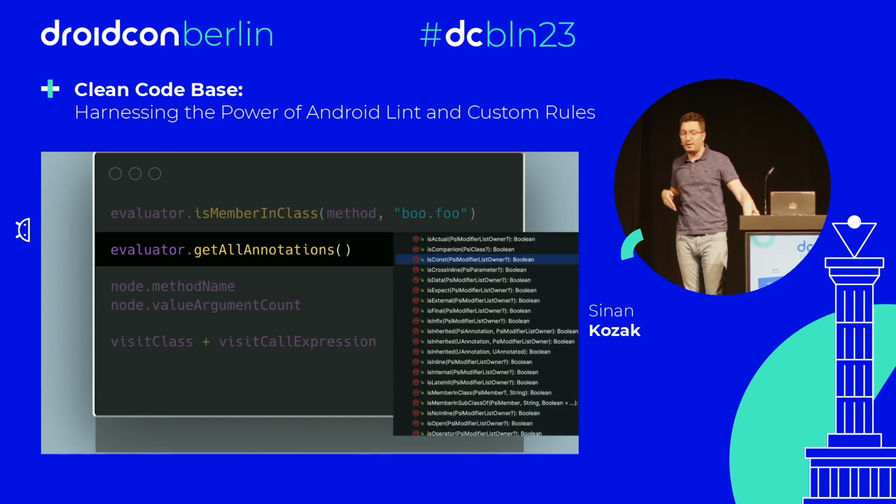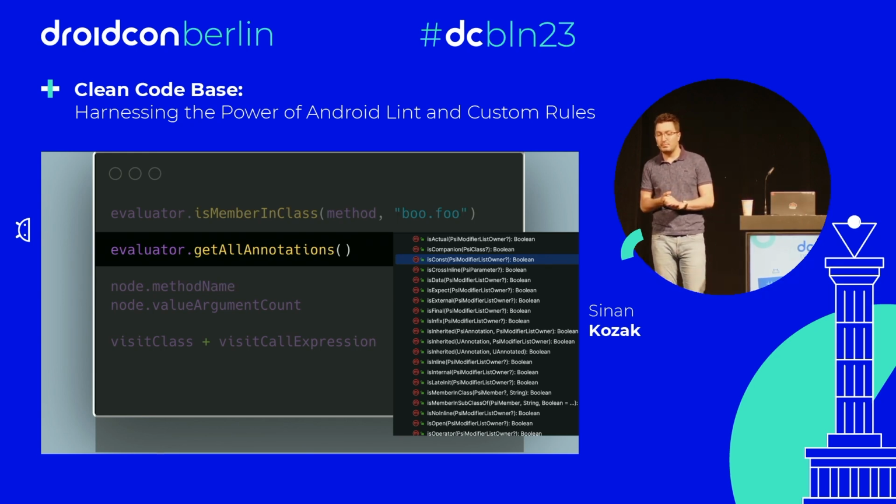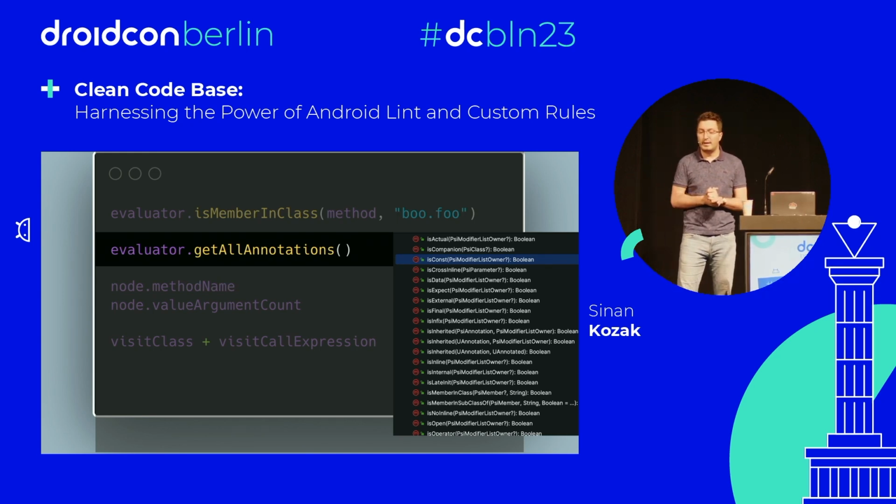They use a get-annotation function to understand this. There are also a bunch of other APIs in the evaluator, which you can use to check if it's a companion object, if it is const, or if it's internal, and design your rules around that.